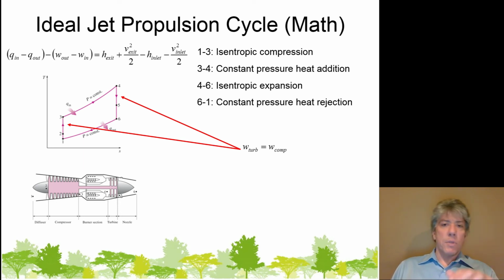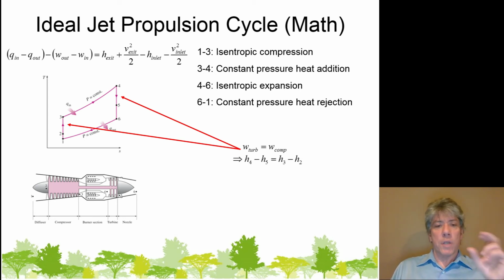So one of the assumptions we make to idealize this is that the work produced by the turbine is completely consumed by the compressor. So W sub turbine, all the work per unit mass in the turbine, equals all the work consumed per unit mass in the compressor. What that really means is that the enthalpy change across the compressor equals the enthalpy change of the fluid as it flows across the turbine.